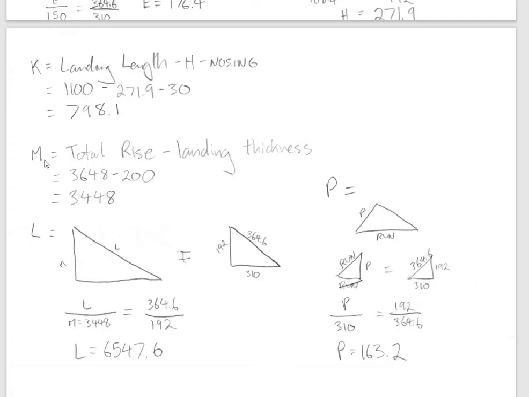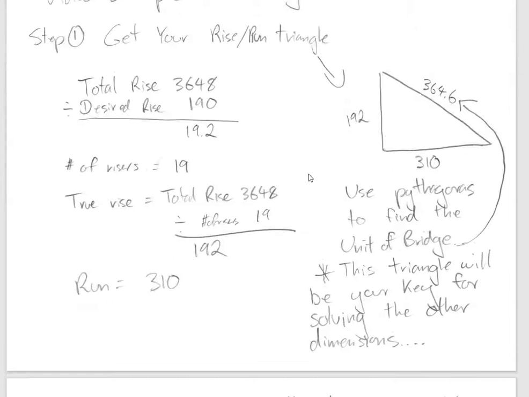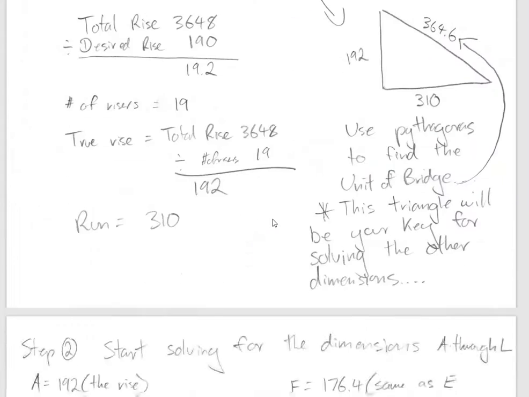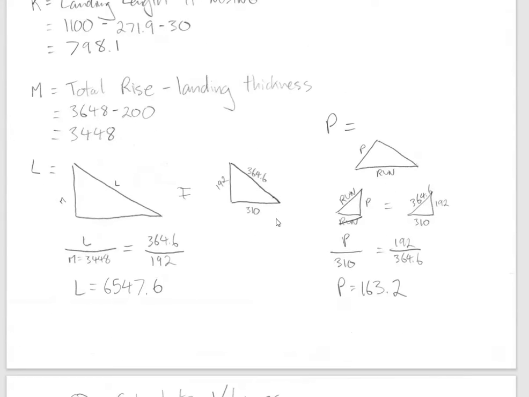Next thing we're going to try and solve for is M. M is fairly straightforward. It's our total rise minus our landing thickness. Let's take a look at that. Our total rise right to the top here minus our landing thickness will give us M. And after M we'll try to solve for L. And you can see here that we have a very big triangle, M and L involved with that. So here we have M calculated to 3,448 millimeters.